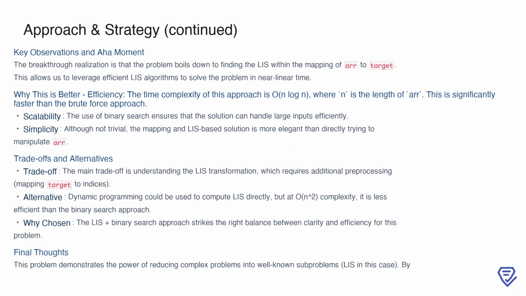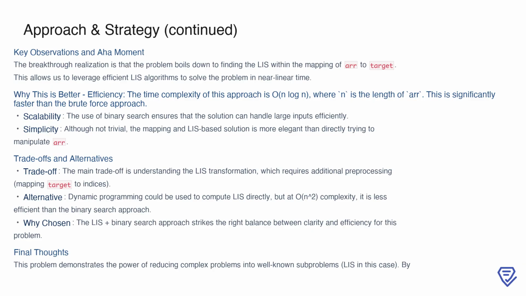The crucial realization that drives this solution is that the problem fundamentally reduces to finding the LIS in the mapped version of ARR. This allows us to leverage efficient algorithms, such as binary search, to solve the problem in O(n log n) time. This is a massive improvement over the brute force approach, making it feasible for much larger inputs. The use of binary search ensures scalability, while the mapping and LIS-based method provides an elegant and structured solution.